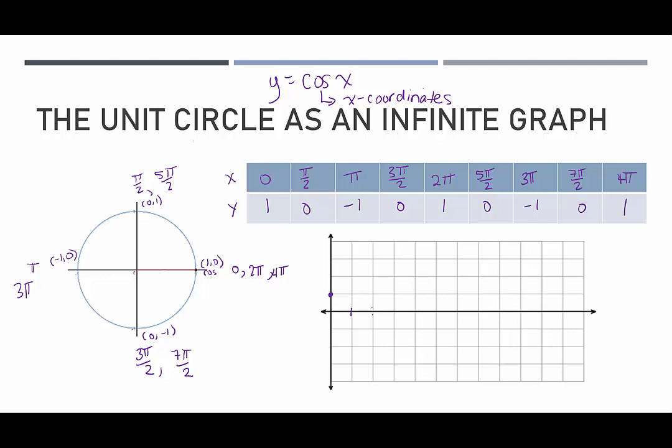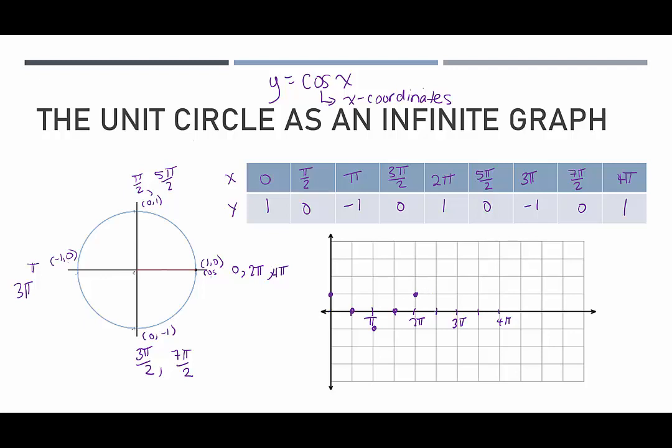This is going to be pi over 2. This will be pi, right? I'm going to skip every other one just to keep this a little bit neat. 2 pi, 3 pi, 4 pi. And what happens next at pi over 2? We're down to 0. At pi, we go down to -1. We go back to 0 at 3 pi over 2. We go back up to 1. That completes the first period or the first cycle of cosine.